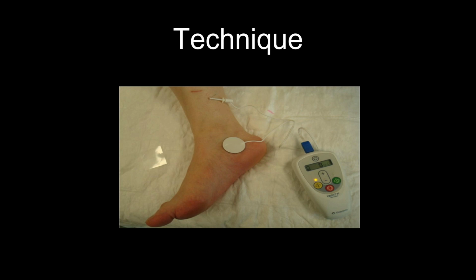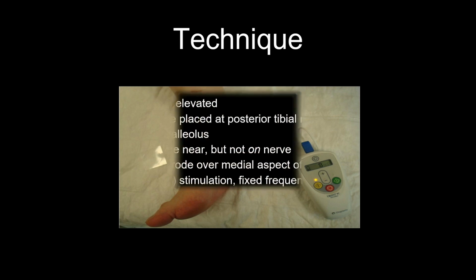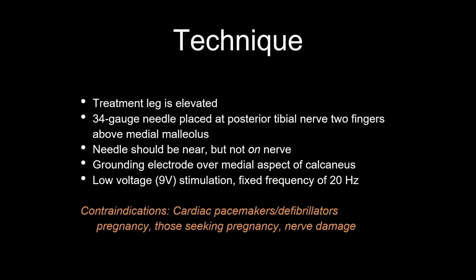There's a grounding pad. And then we usually look for a little bit of flexion in the big toe to say that we're stimulating the right nerve and that that's the right spot. So then they come in once a week for 12 weeks. The treatment leg, as I said, is elevated. The 34 gauge needle goes in. And then low voltage stimulation, typically for 30 minutes, and that's how it's done.